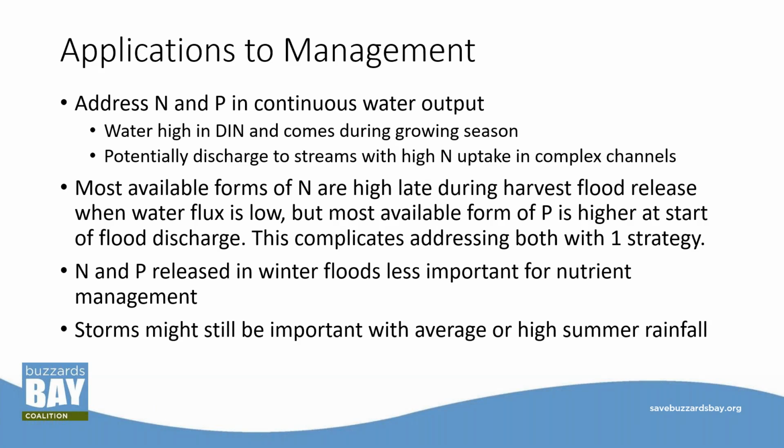The most available forms of nitrogen are high late during harvest flood release when water flux is low, but for phosphorus, it's the opposite.